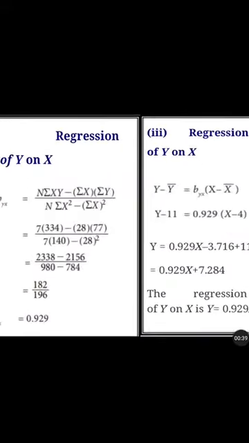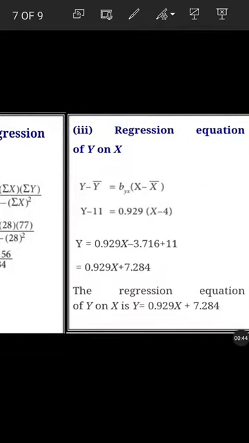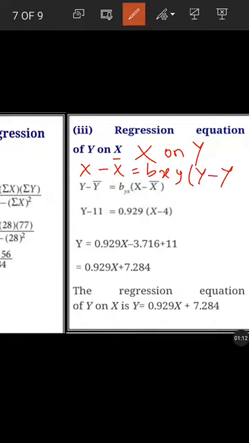So here the formula is y minus y bar is equal to byx into x minus x bar. So you should know the difference between the two regression equations. Like you can see here, the regression equation of x on y, which we saw in the previous class. Okay, x on y. What was the formula? X minus x bar is equal to bxy into y minus y bar.